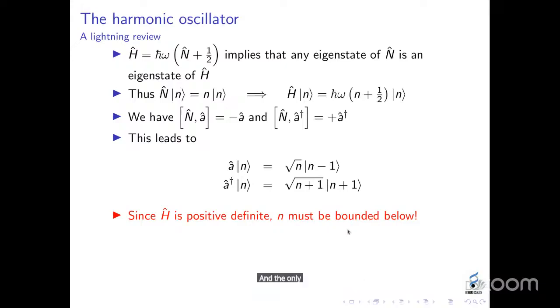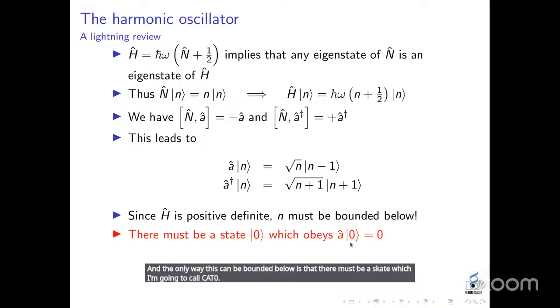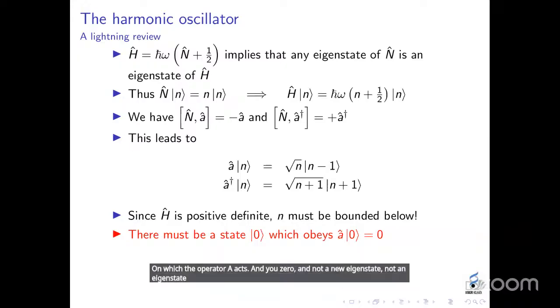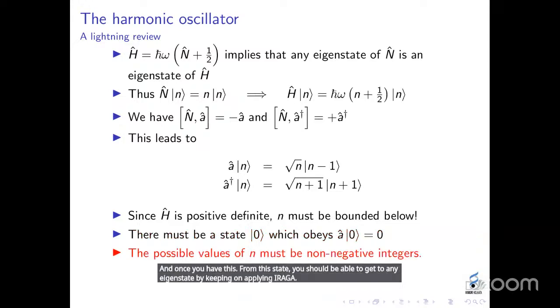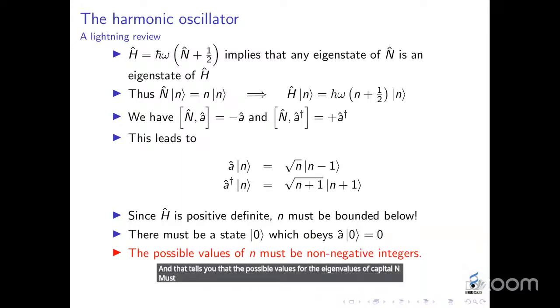And the only way this can be bounded below is that there must be a state, which I'm going to call ket 0, on which the operator A acts and gives you 0, and not a new eigenstate corresponding to eigenvalue minus 1. And once you have this, from this state, you should be able to get to any eigenstate by keeping on applying A dagger. And that tells you that the possible values for the eigenvalues of capital N must be non-negative integers: 0, 1, 2, 3, and so on.